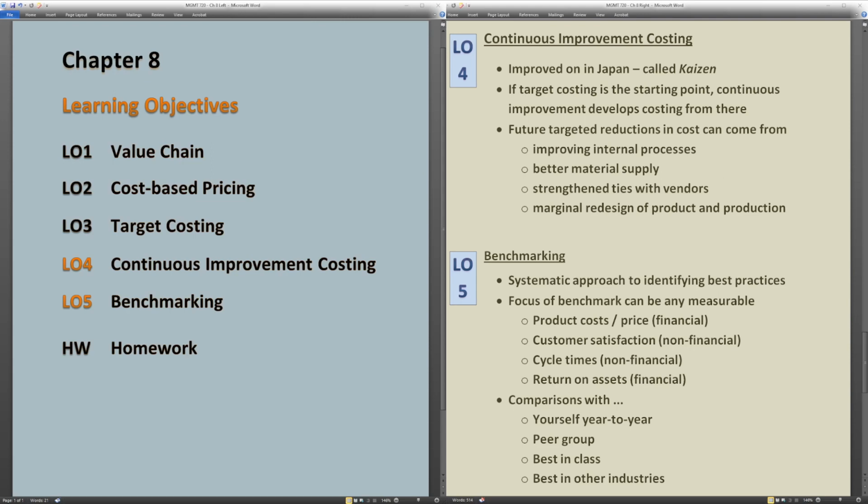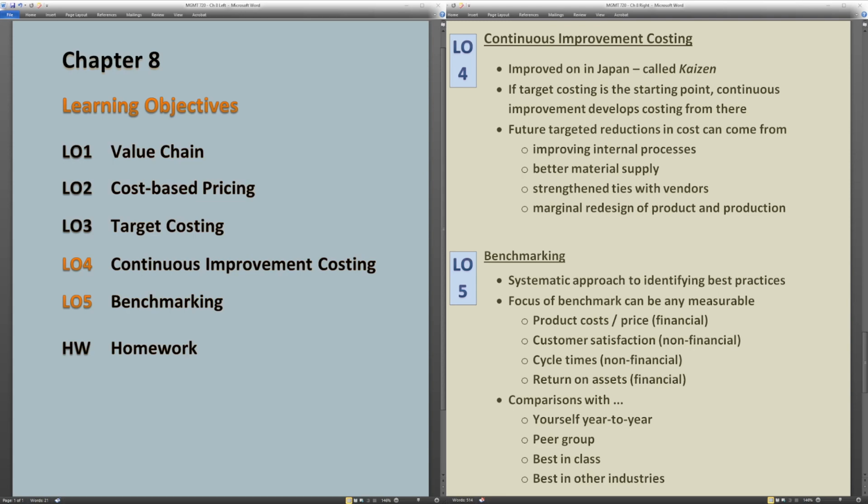Continuous improvement costing. The book says developed in Japan. The truth is not developed in Japan, although they did improve upon it. These concepts originated in a lot of engineering improvements in the U.S. We didn't do anything with them, and the Japanese really did take to heart all of this continuous improvement and have a whole system.